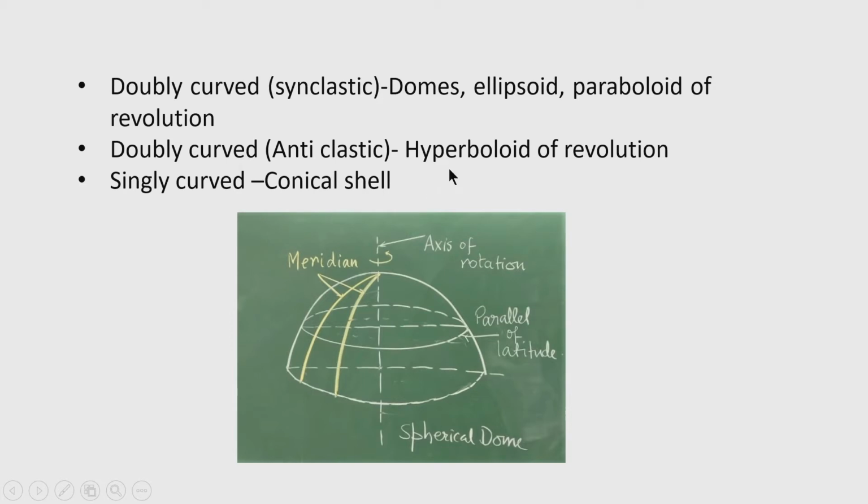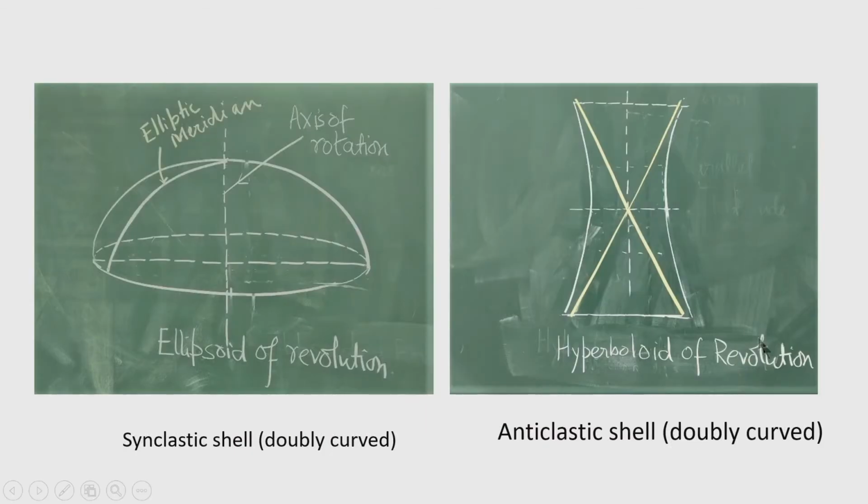Then there is the anticlastic shell in the doubly curved group, known as the hyperboloid of revolution, and that is mainly used in cooling towers. This type of structure is used in cooling towers. Then this is also a synclastic shell, where instead of a circular meridian we have taken an elliptic meridian to form the surface of the shell.